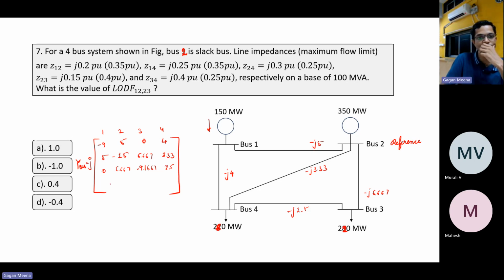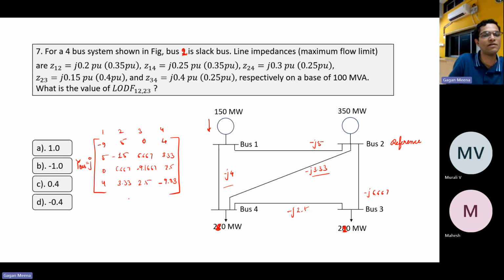It will be minus. Then this is same. And 4 4 is 4 plus 2.5, 6.5 plus 3.6 plus 3, 9.833. Okay, yes. This is Y bus.